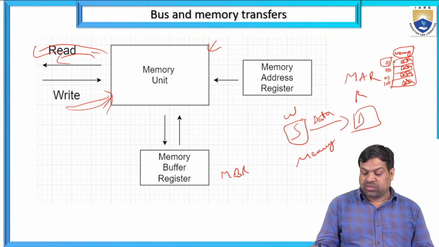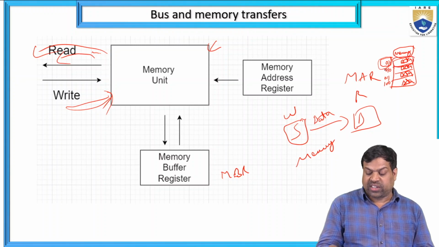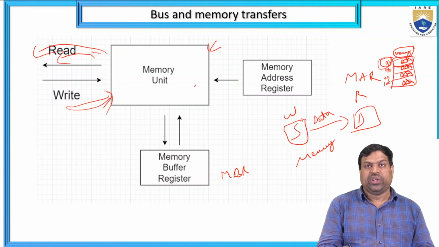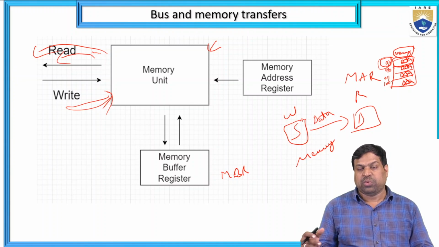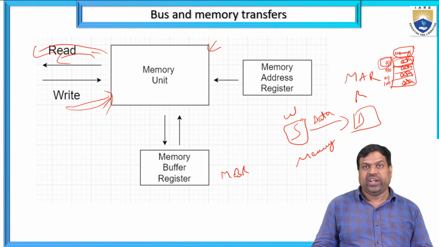Okay, after finding the address, in this address, what is the data? This data belongs to the memory unit. So this memory is performing the read operation or write operation, or memory buffer register. Buffering means it will be buffering from the memory, and it is capturing the data of the particular address. Okay, it is about the bus and memory transfer.